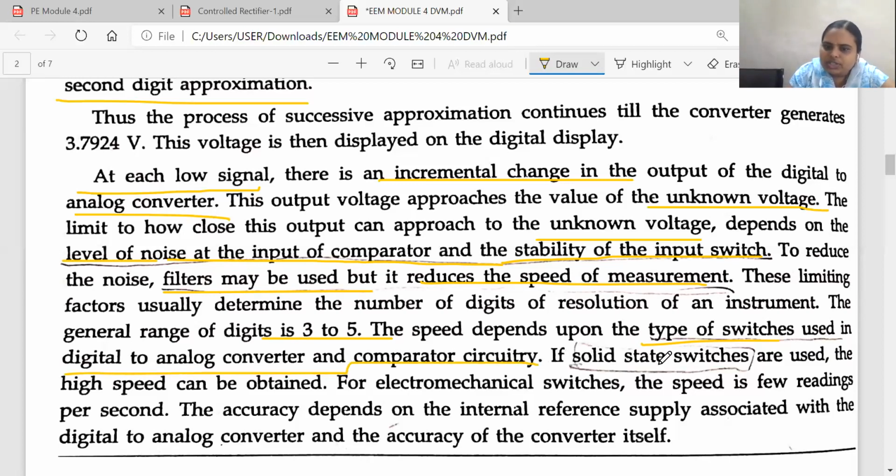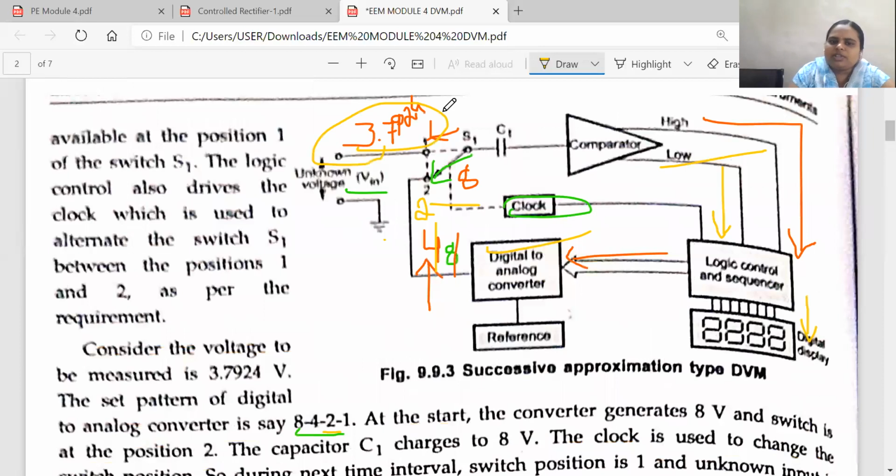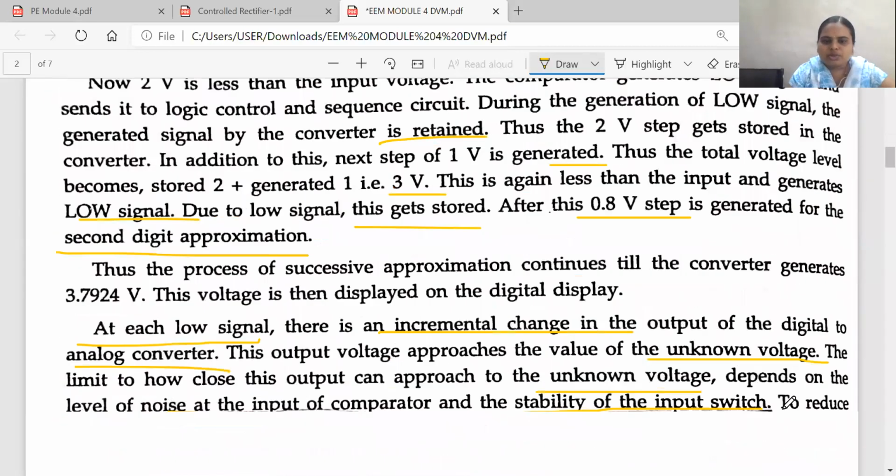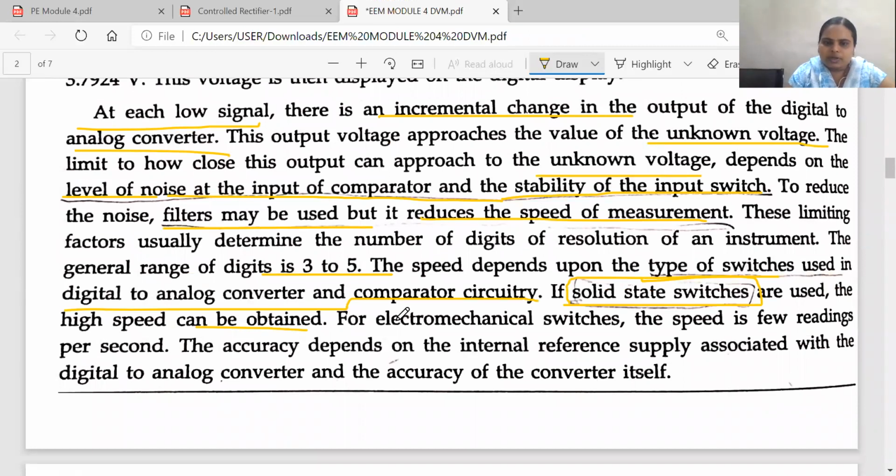If solid state switches are used, high speed can be obtained. Switching is very important because it has to switch from the digital to analog converter to the unknown value. The faster it switches, the faster we get the output. For that reason, the switching operation is very important. For electromechanical switches, the speed is a few readings per second, so we prefer solid state switches. The accuracy depends on the internal reference supply associated with the digital to analog converter and the accuracy of the converter itself.